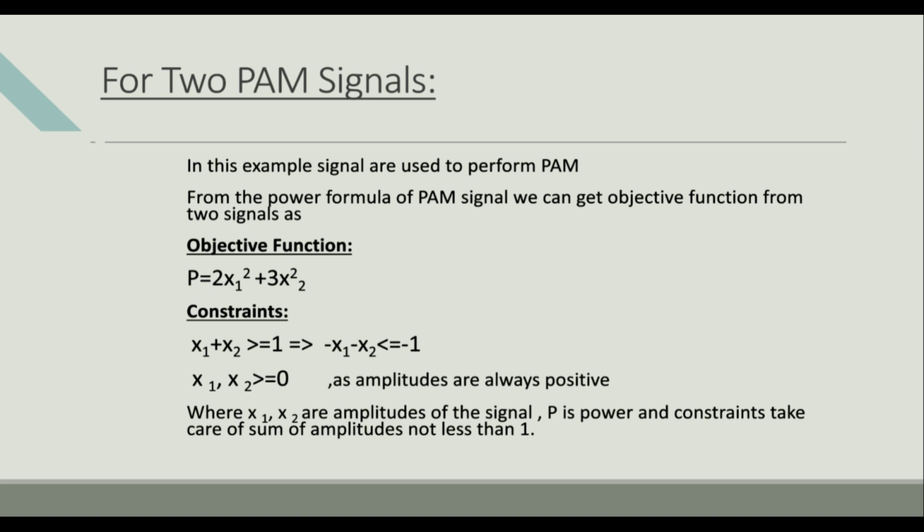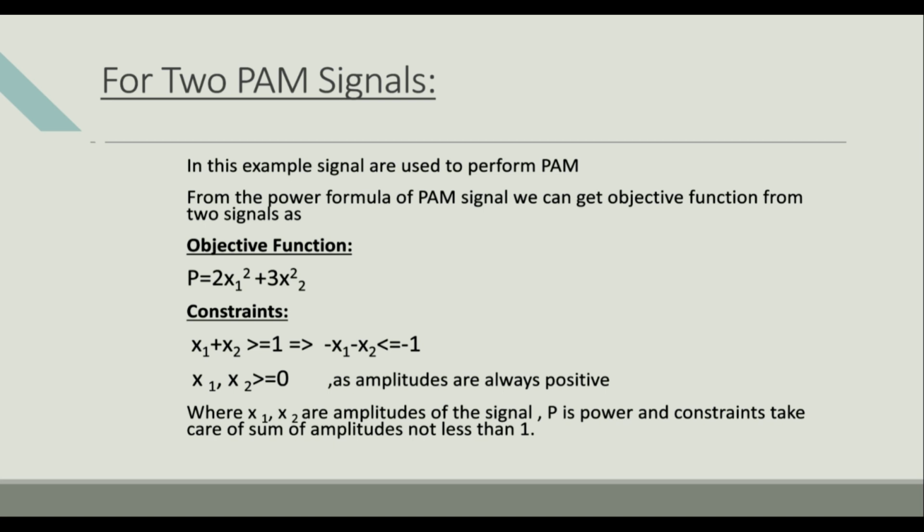In the example, signals are used to perform PAM. For two PAM signals, the objective function will look like P equals 2x1 square plus 3x2 square. Here P is the power and x1, x2 are amplitudes of the signal. Here the constraint will be written as x1 plus x2 greater than or equal to 1.